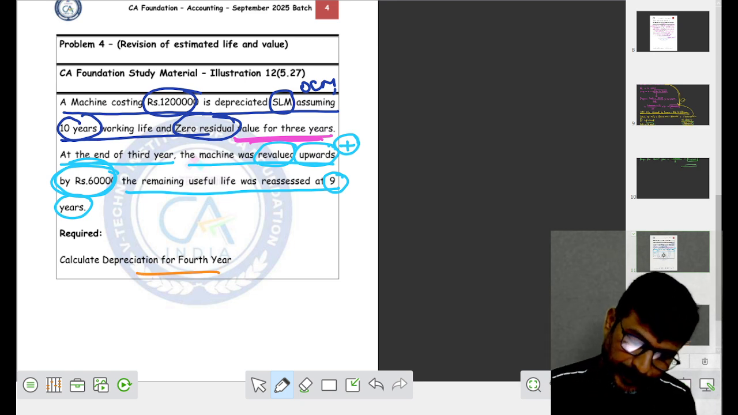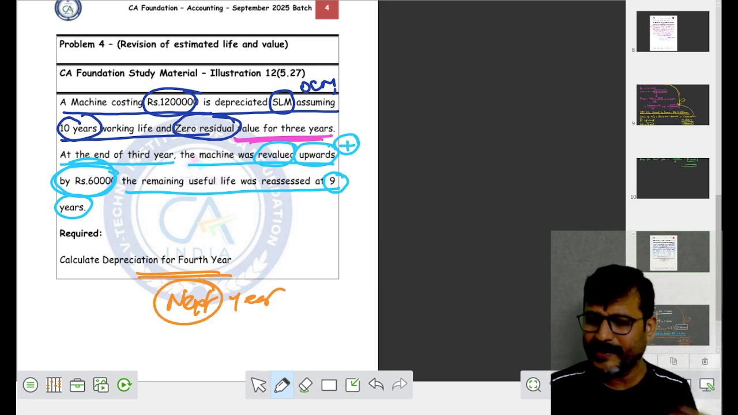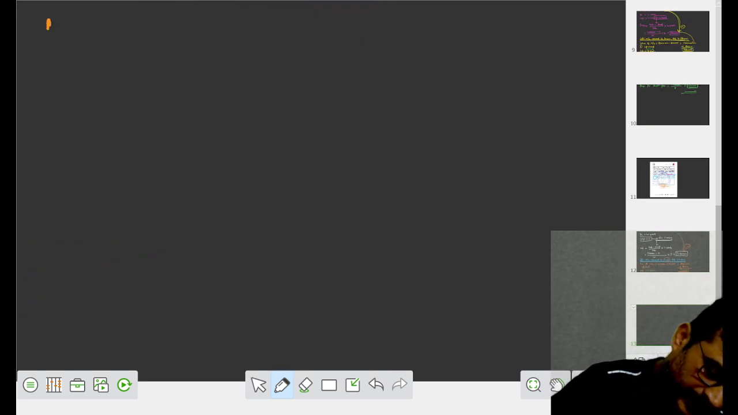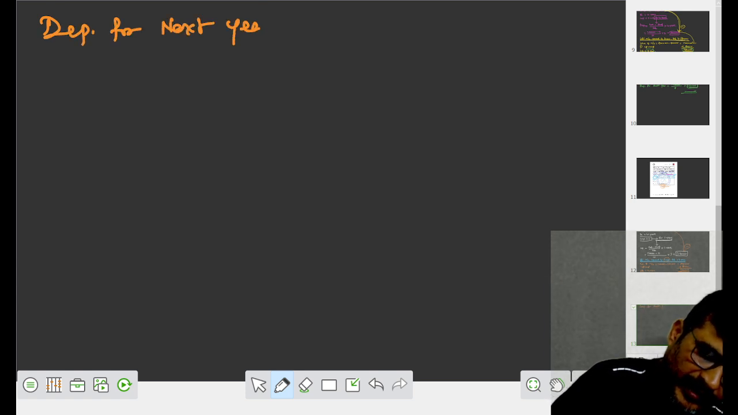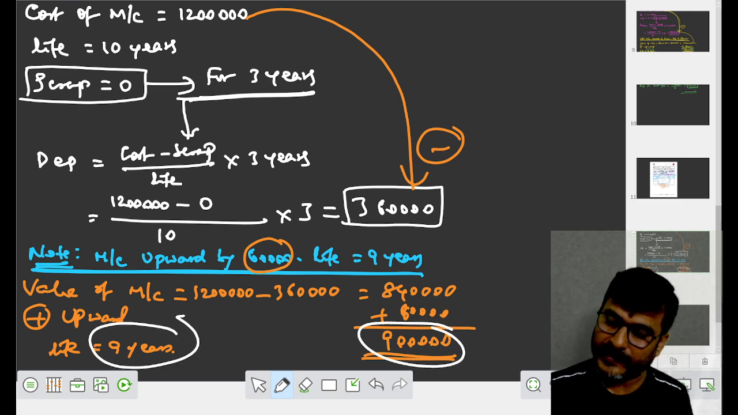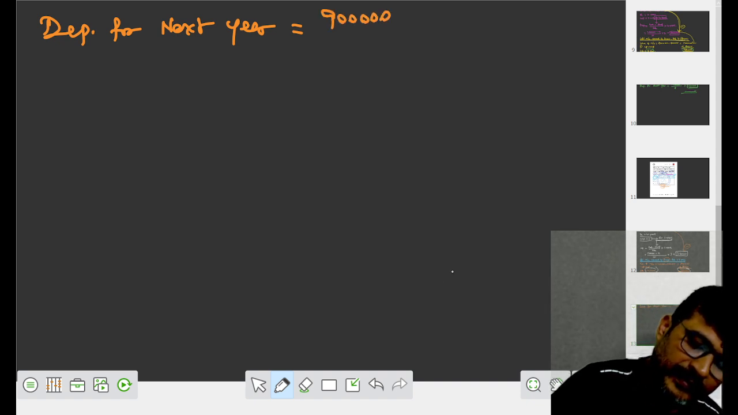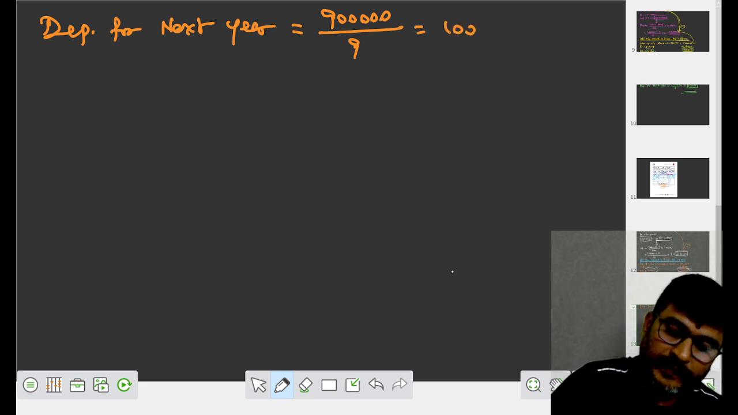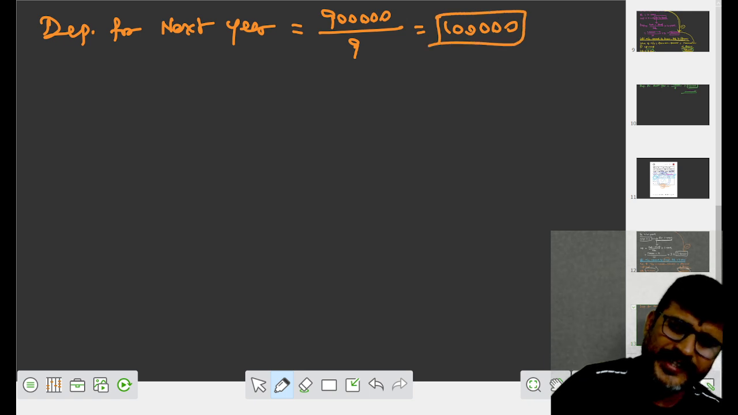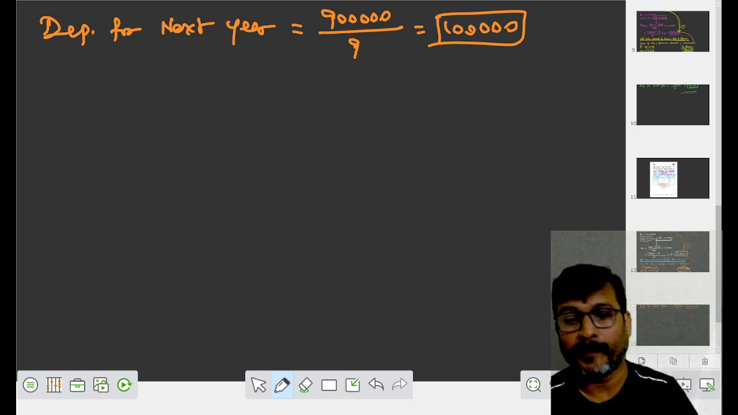Now what to do? We have to calculate depreciation for the 4th year. 4th year means after 3rd, next year. So let us write depreciation for next year. Very simple. You have to take this 9 lakh and 9 years. So let us write 9 lakhs by 9 years. It comes to rupees 1 lakh. So easy, isn't it, my dear student. Please solve these problems in your notes. Make a note of it.